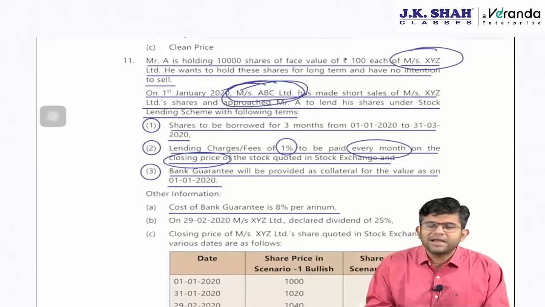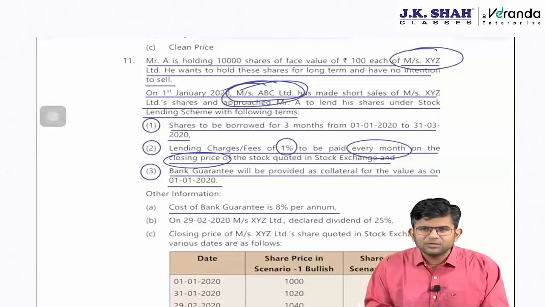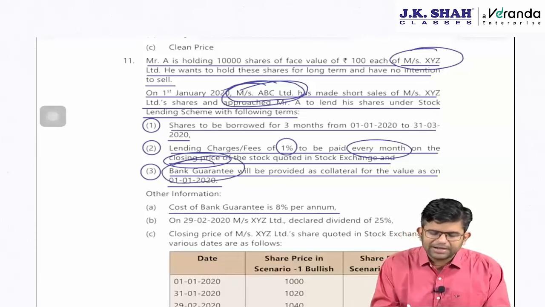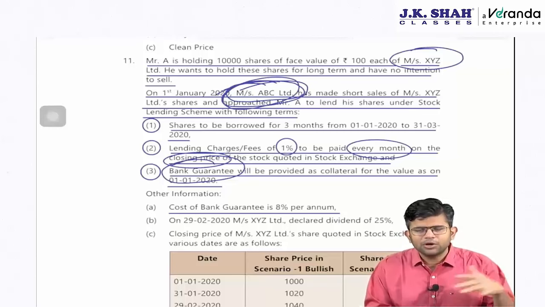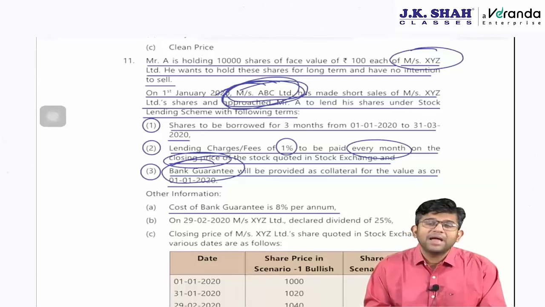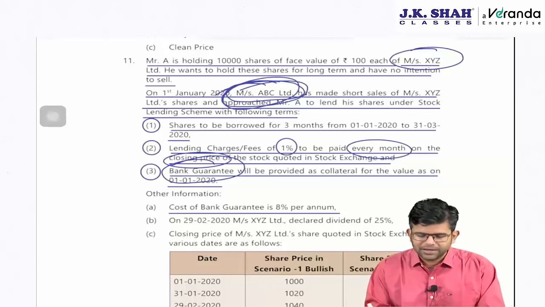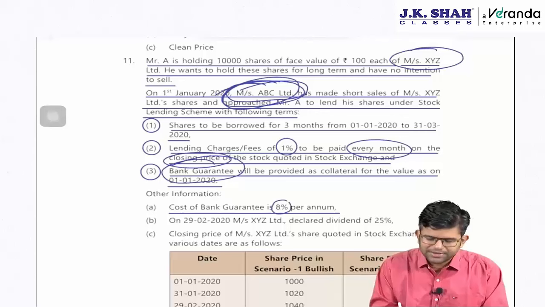So Mr. A will tell ABC that I will give you the shares, but only if I have some bank guarantee. So ABC will have to approach a bank separately and purchase a guarantee, right? And that bank will then tell A, don't worry, I am there. But for that the bank will charge ABC something. How much will the bank charge ABC?